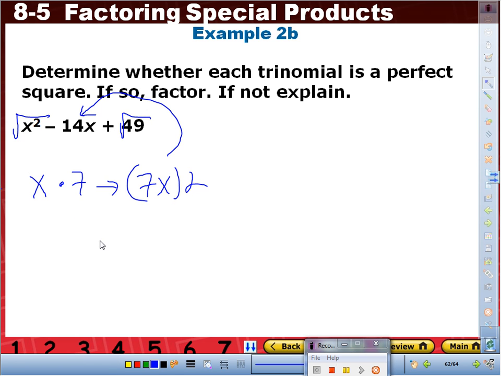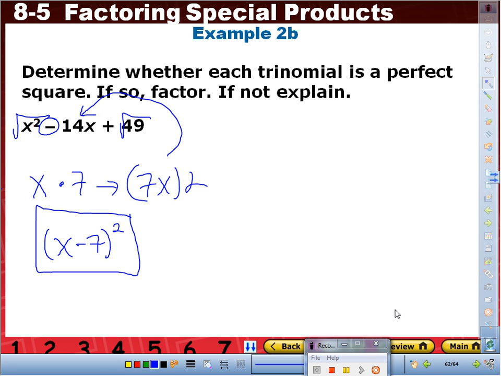Okay, guys. Here we go. What is the one thing that I said? As long as it equals this, our factors are just going to use the sign of the middle term. So therefore, x minus 7 squared.